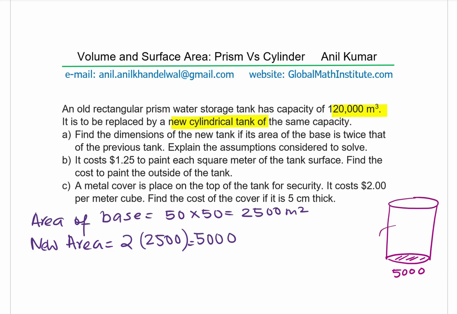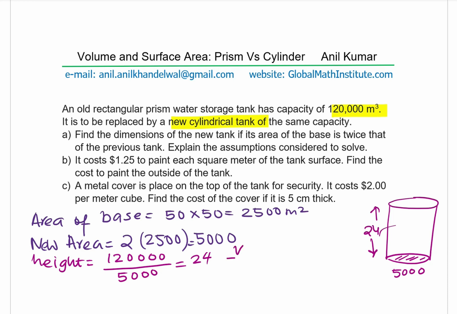Well, earlier height was 48, so it should be 24, half of 48, because the base is double, right? Or you can do 120,000, the volume, divided by the area of 5000, which will give you 24. So what we did was, we divided the volume by area to get height. Is that clear to you? When you double the area of the base, height has to be half of it for the same volume, right?